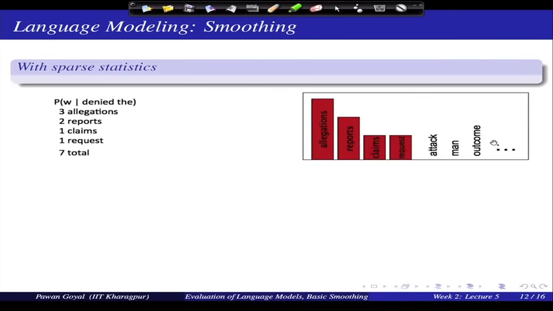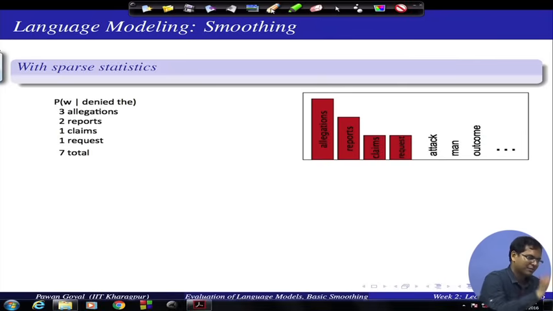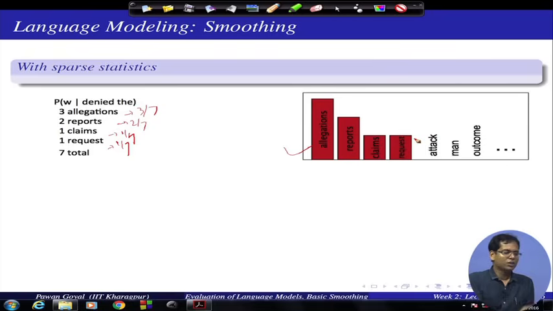So this is what we were seeing. I am computing the trigram model for the word W after the occurrence "denied the", and suppose in my data I see 4 different words: allegations, reports, claims and request, in total 7 words. I can assign the probability to each of these as 3 by 7, 2 by 7, 1 by 7 and 1 by 7. That is what you are seeing in this plot: 3 by 7, 2 by 7, 1 by 7, 1 by 7. So this adds up to 1.